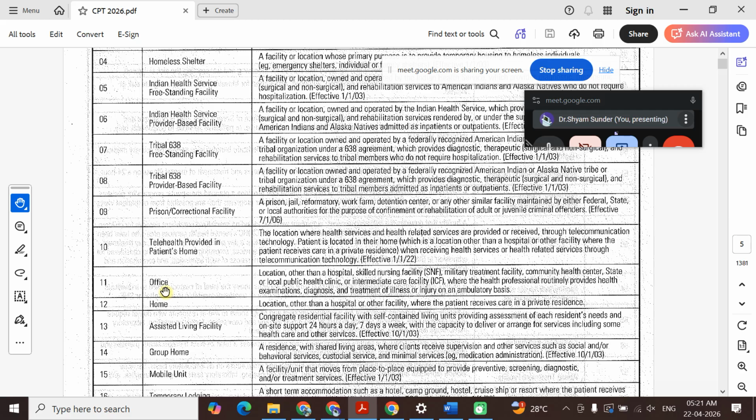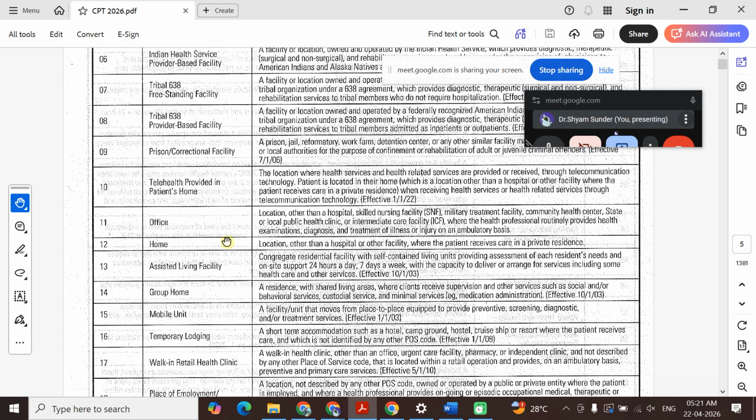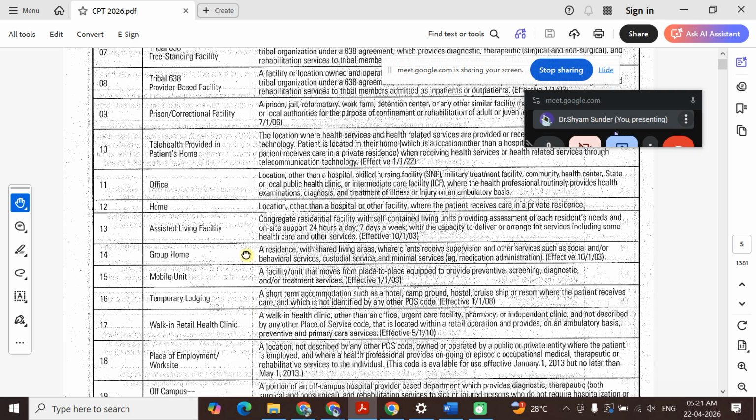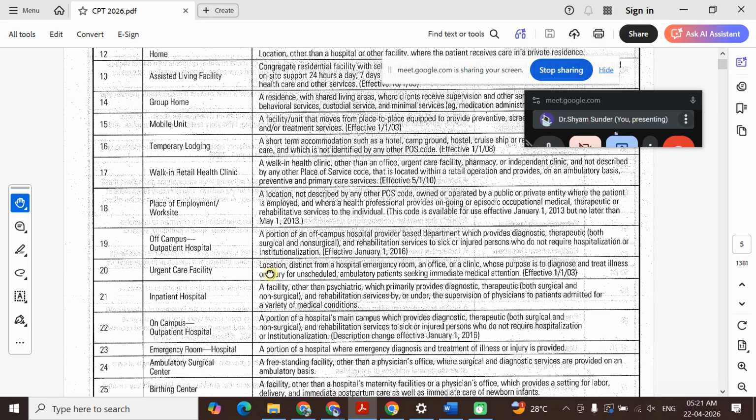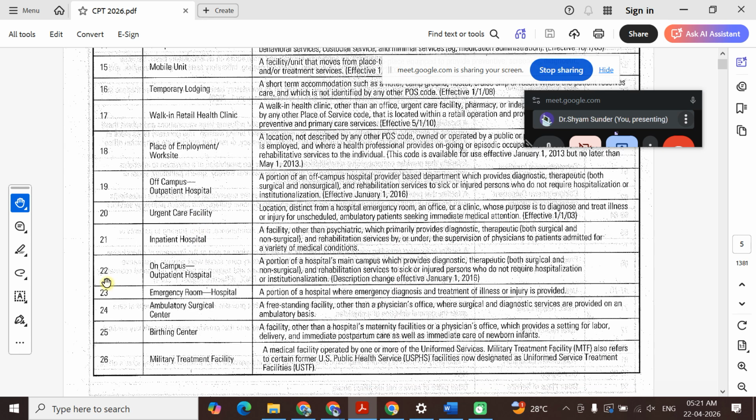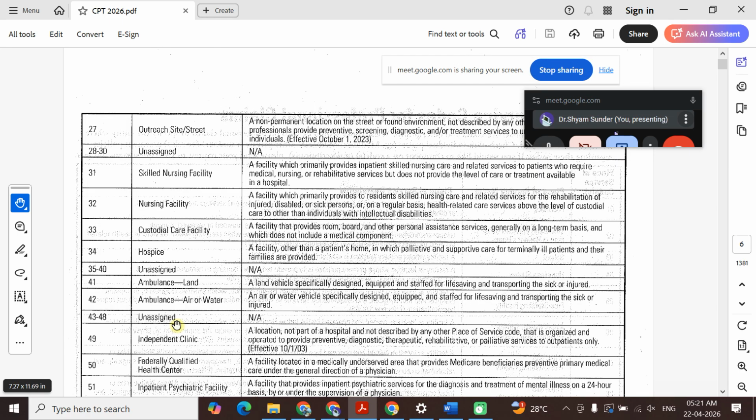Please make a note. The important places of service. Number one is 11, office. 12, home. And the third one is 21, inpatient hospital. 22, on campus outpatient hospital. 23, emergency room. 31, skilled nursing facility. Yes, these are the important places where you are going to assign and review the codes for this place of service.